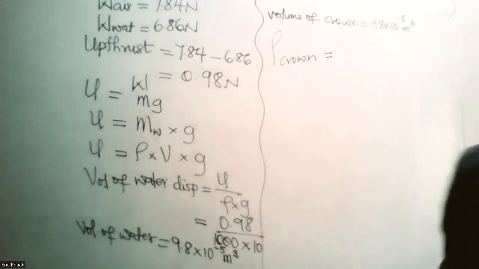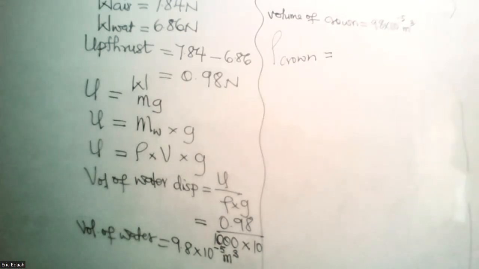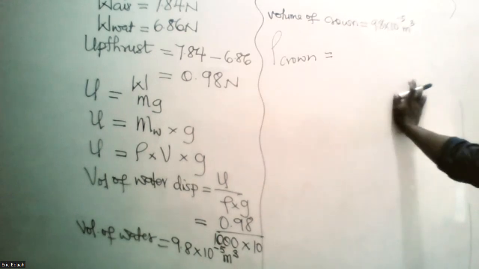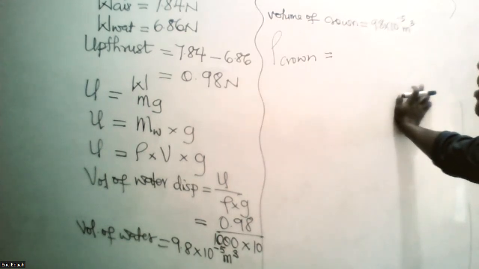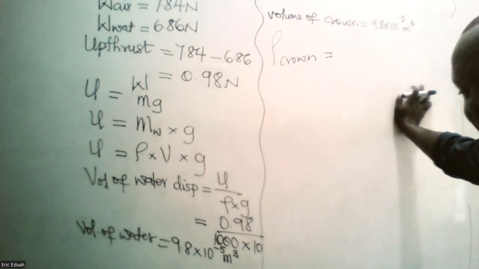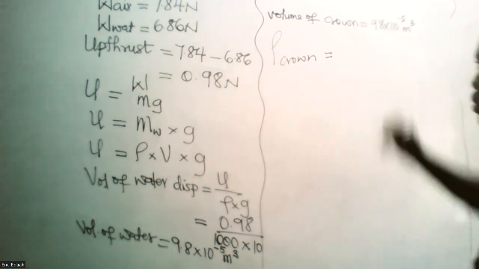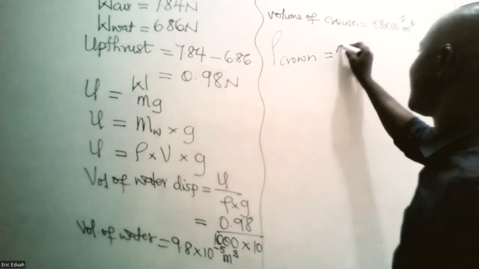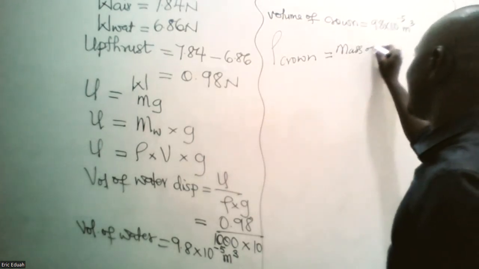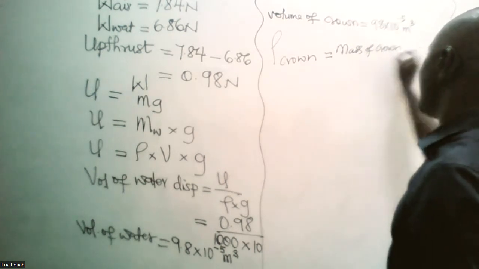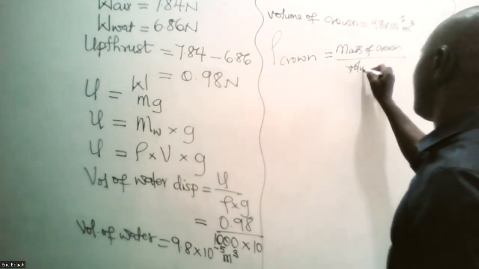Help us determine the density of the crown. So density is equal to mass over volume. Yes, that is true. So, as he said, density is equal to mass of crown divided by volume of crown.